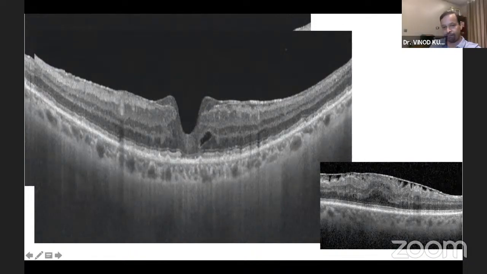Now, just to give you an example of how they look different from the normal ERM, this is how a normal ERM would look, but there is no homogeneous tissue between the retina and the ERM.